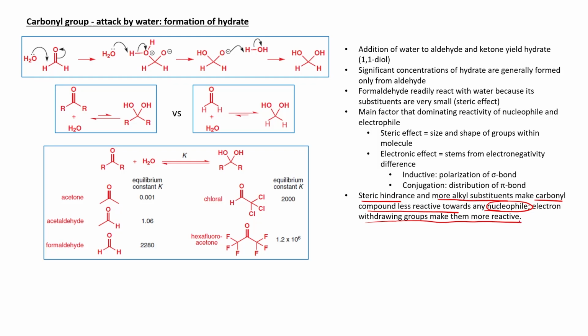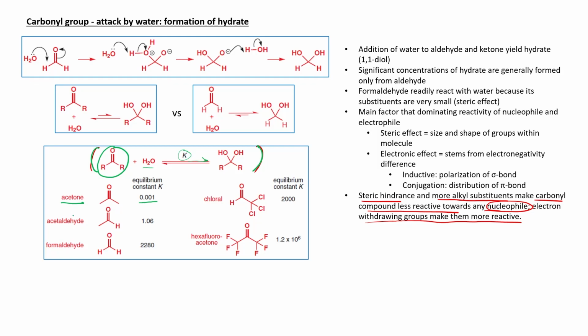So if you look at this reaction, you have the carbonyl in water, and you want to react this, and this is what we call the equilibrium constant. If you have acetone, the equilibrium constant is 0.01. What does that mean? It's very small. It can go there, but it's not really favored to make a product.